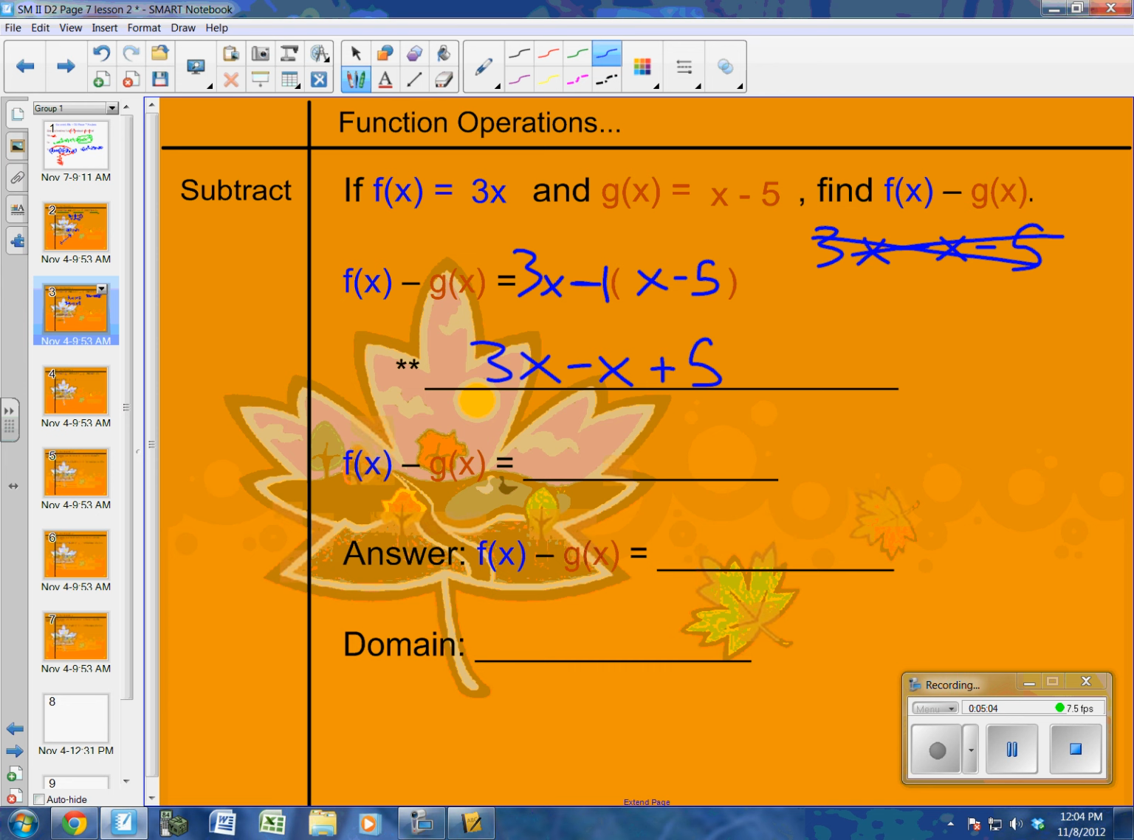Okay, combine like terms. What do you get, Drake? 2x plus 5 is our answer, right? That's our answer. First of all, is this linear, exponential, or quadratic? Linear. And what's the domain? All real numbers.